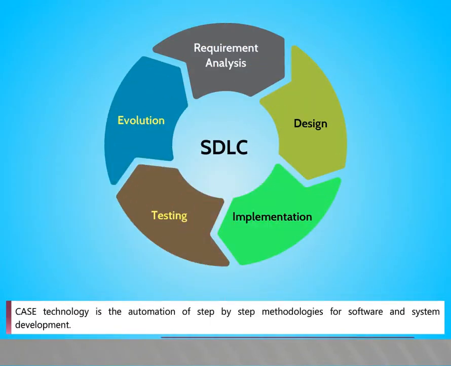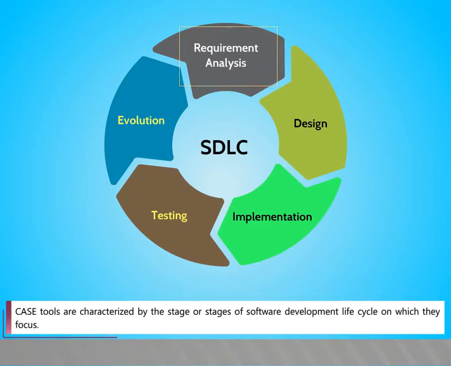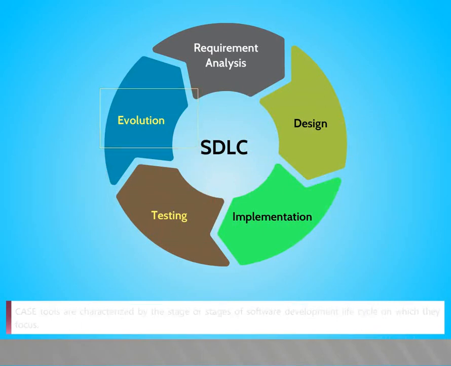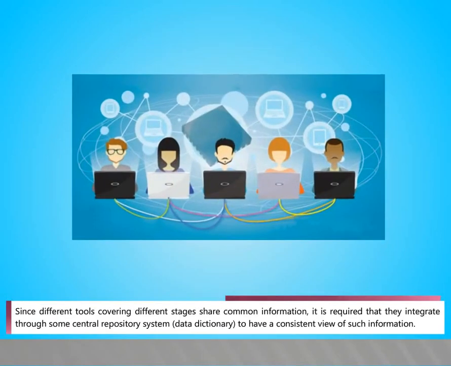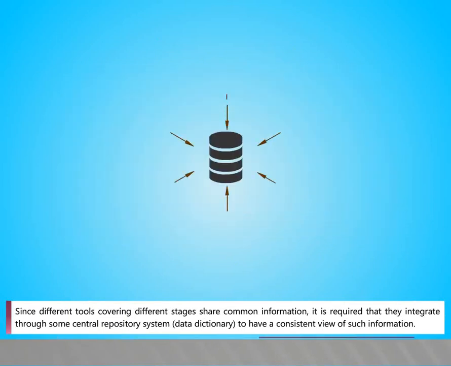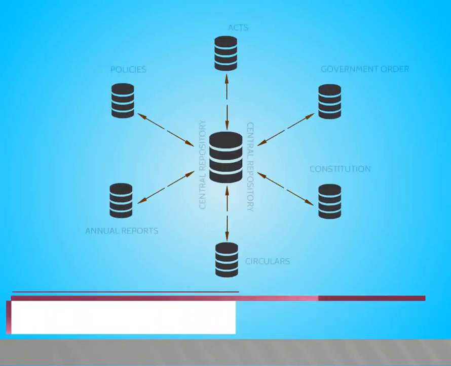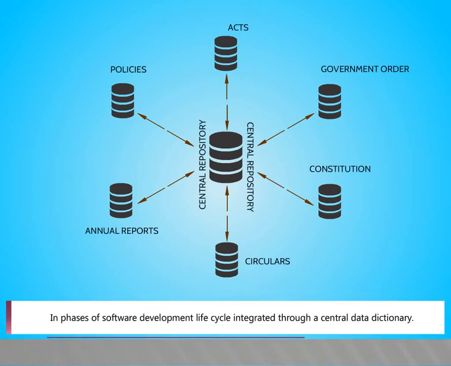CASE technology is the automation of step-by-step methodologies for software and system development. CASE tools are characterized by the stage or stages of the software development lifecycle on which they focus. Since different tools covering different stages share common information, it is required that they integrate through some central repository system, that is, a data dictionary, to have a consistent view of such information. Phases of the software development lifecycle are integrated through a central data dictionary.